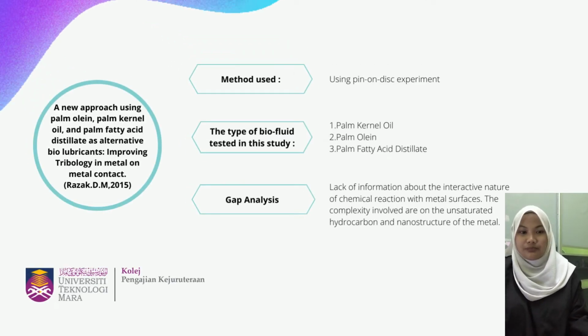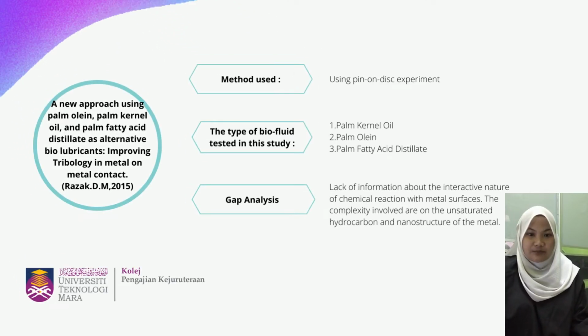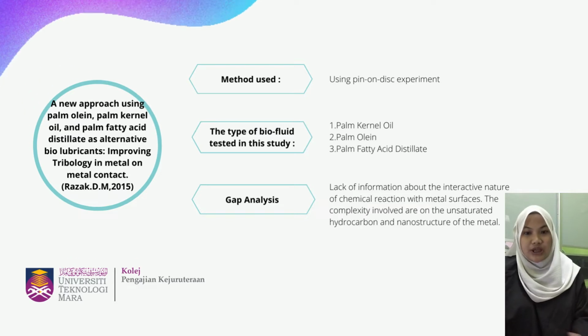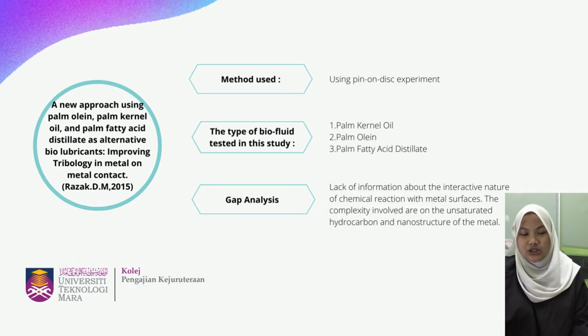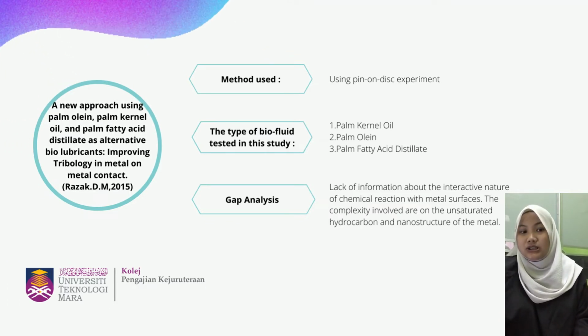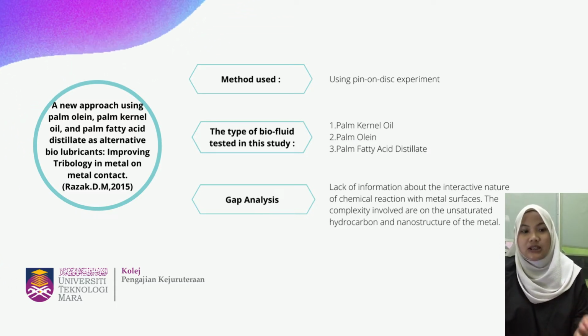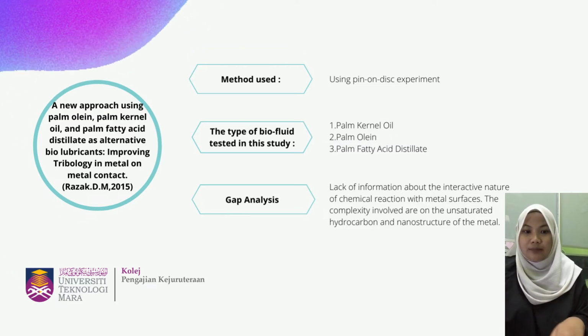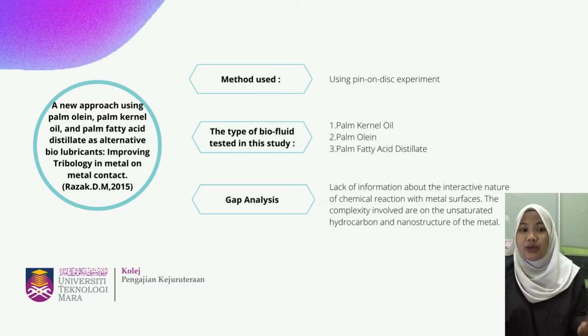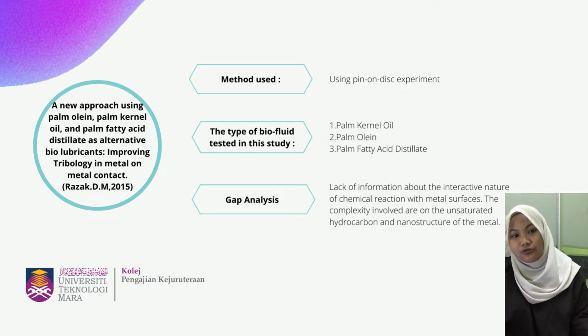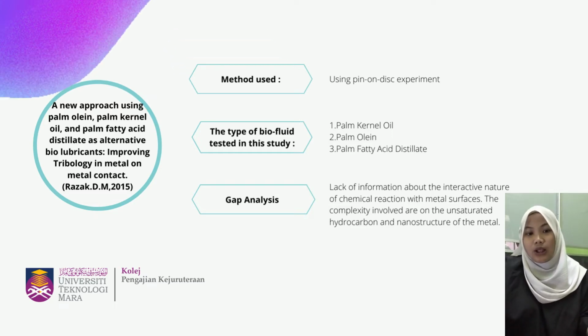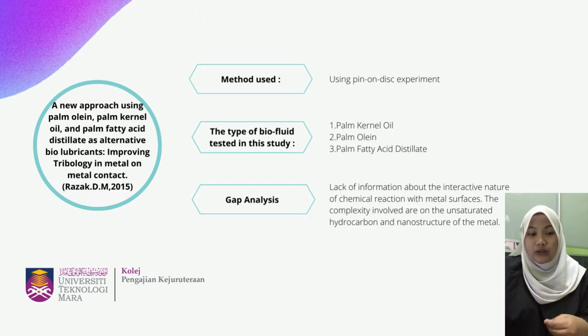As the screen appeared here, this is one of the examples in my journal analysis which I have used in the literature review section. I refer to a journal titled A new approach using palm oil, palm kernel oil and palm fatty acid distillate as alternative biolubricant improving tribology in metal-on-metal contact by Raza and other authors. The method used is pin on disc experiment. The type of biofluid used is also plant-based oil but palm-based oil.